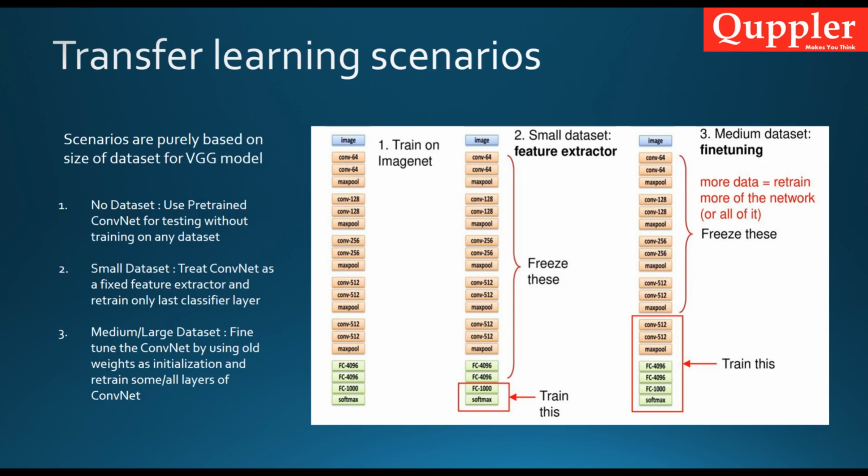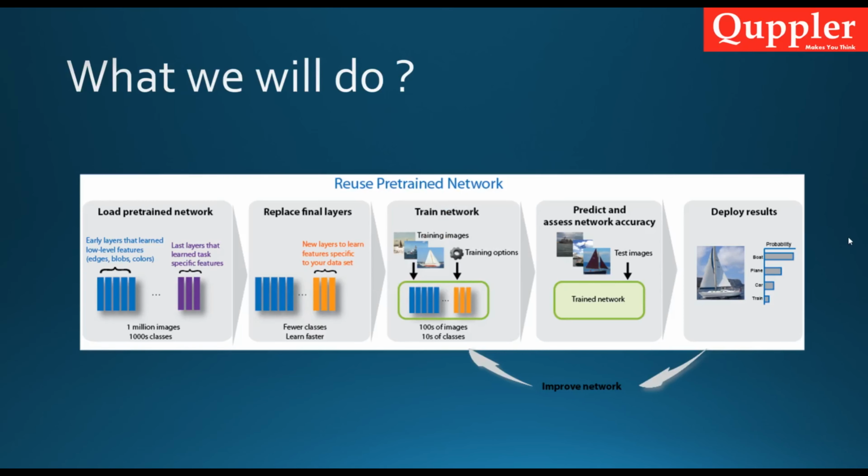So we're going to cover this in a later part of the video. We're going to see this. So these were the three different scenarios for transfer learning. We're going to cover three different things: one with no data set, one with a small data set, and one with a medium or large data set, which we call fine tuning. So this is for transfer learning.